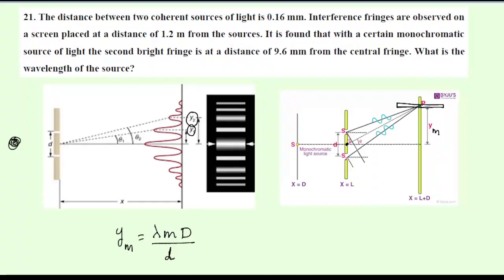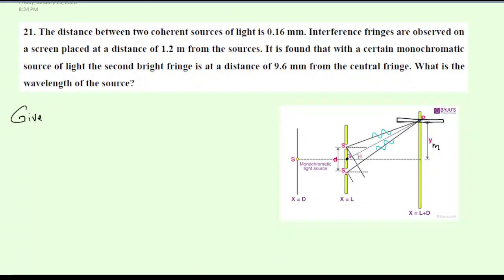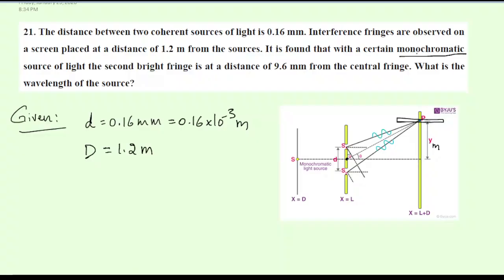Right? Now, what is the question here? Let's write the data. There are two coherent sources of light which are at a distance of, that is small d, the slit width, given as 0.16 mm, which can be written as 0.16 into 10 to the power of minus 3 meters. The screen is at a distance of 1.2 meters. You should observe here that the light uses a monochromatic source. The second bright fringe is at a distance of 9.6 mm. How do I write second bright fringe? y2 is equal to 9.6 mm, which is 9.6 into 10 to the power of minus 3 meters.